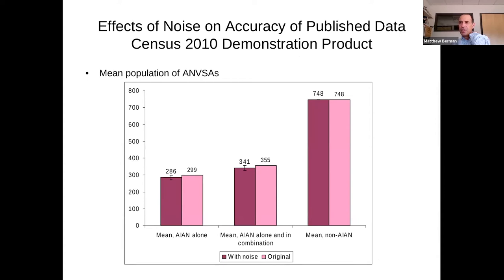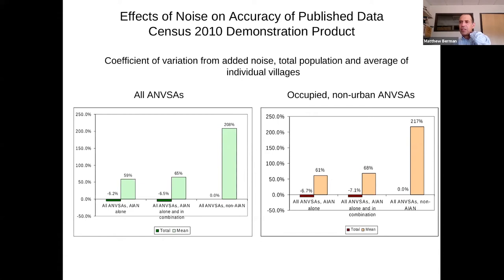And here it shows it again. The average is a bias downward for Alaska Native people. And when you look at this, actually, this is the coefficient of variation, which shows the margin of error. Basically, think of it as the margin of error divided by the mean, and you see that it's very high for the non-AIAN people, the non-American Indian Alaska Native population, because a lot of these villages have very few non-natives. But it's still biased downward for the Alaska Native population.